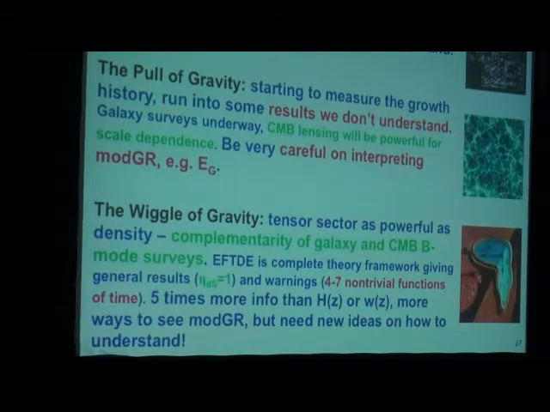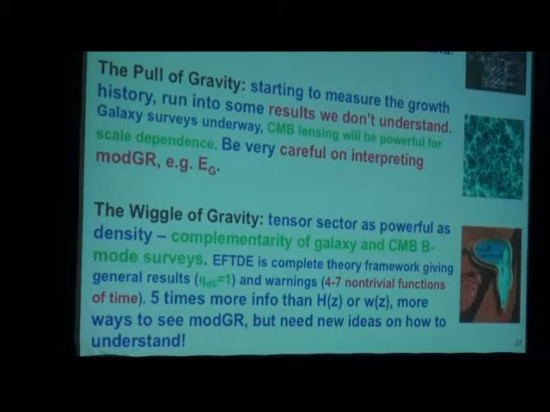The tensor scale is basically this new horizon, this new area that we should investigate. You get this great complementarity between the CMB B-mode surveys, which again are going forward. The third generation of experiments are starting to operate this year. There's planning for a stage 4 CMB experiment, as well as possible satellite experiments.